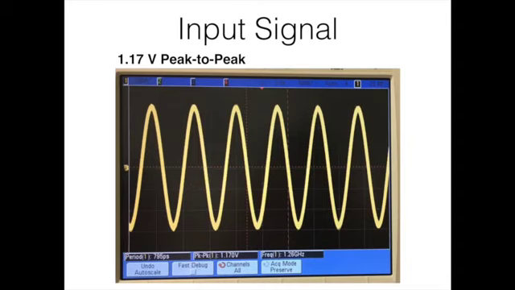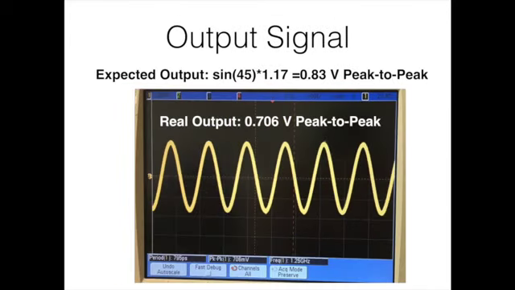The input signal I gave to the first antenna, the input antenna, is shown in this oscilloscope screenshot. It's basically 1.17 volts peak to peak. And the output signal is measured from the second antenna when the input is given from the first antenna. The expected output is sine 45 times 1.17 because, like I described earlier, the output antenna is placed where the standing wave is at pi over 4. So sine pi over 4 is calculated, which is 1 over root 2, and the peak-to-peak voltage should be 0.83.